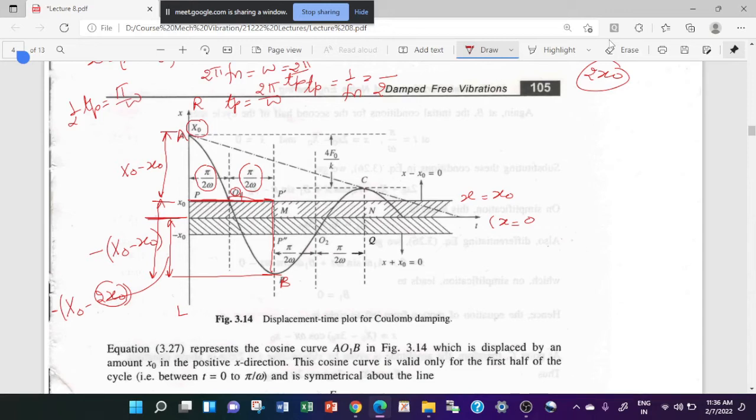Now in the second half cycle, when your system is moving from left to right, then you are having this graph B to C. So here at this point B, your t is equal to pi upon omega, and at this point velocity changes direction, so x dot is equal to 0, and at this time your displacement is equal to x minus x naught minus 2x naught here, small x naught, and this is basically a negative value.